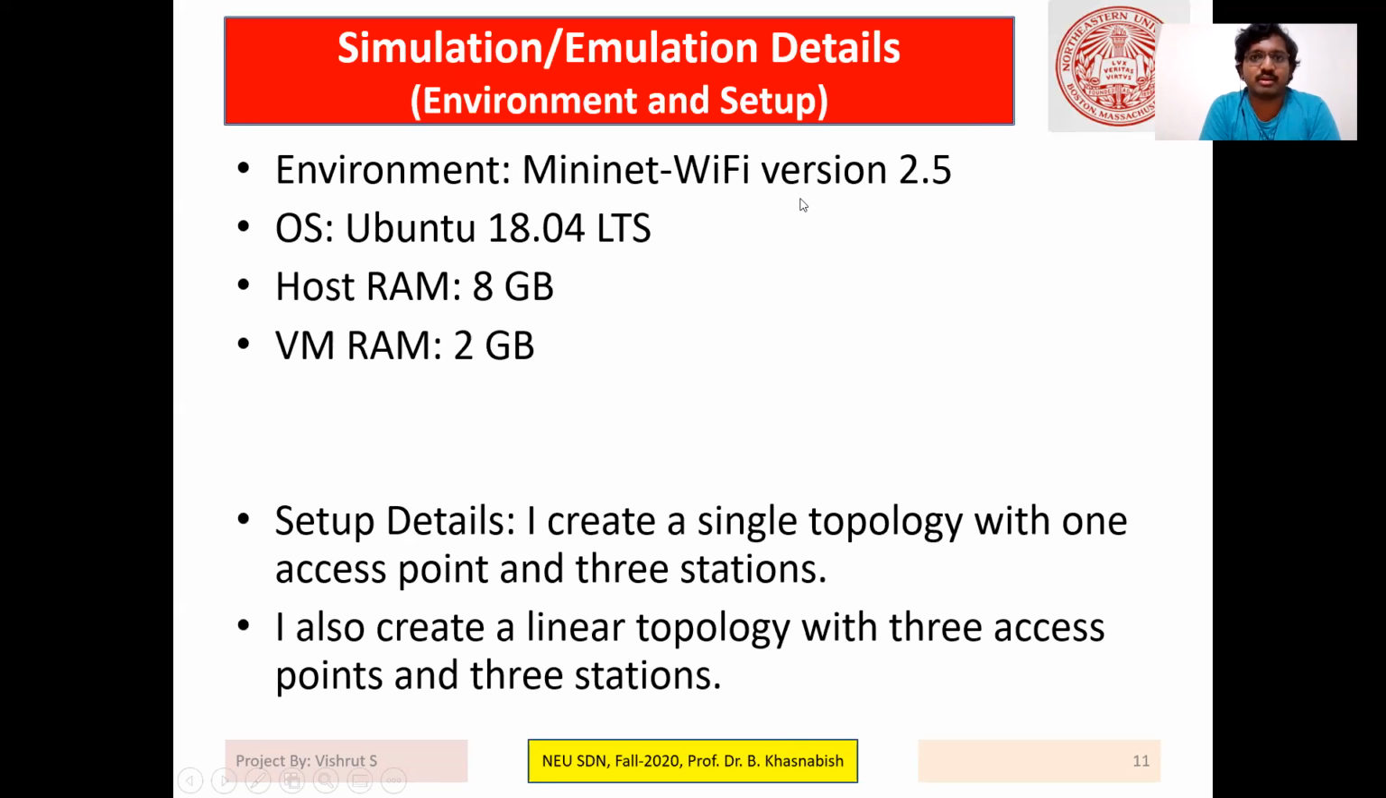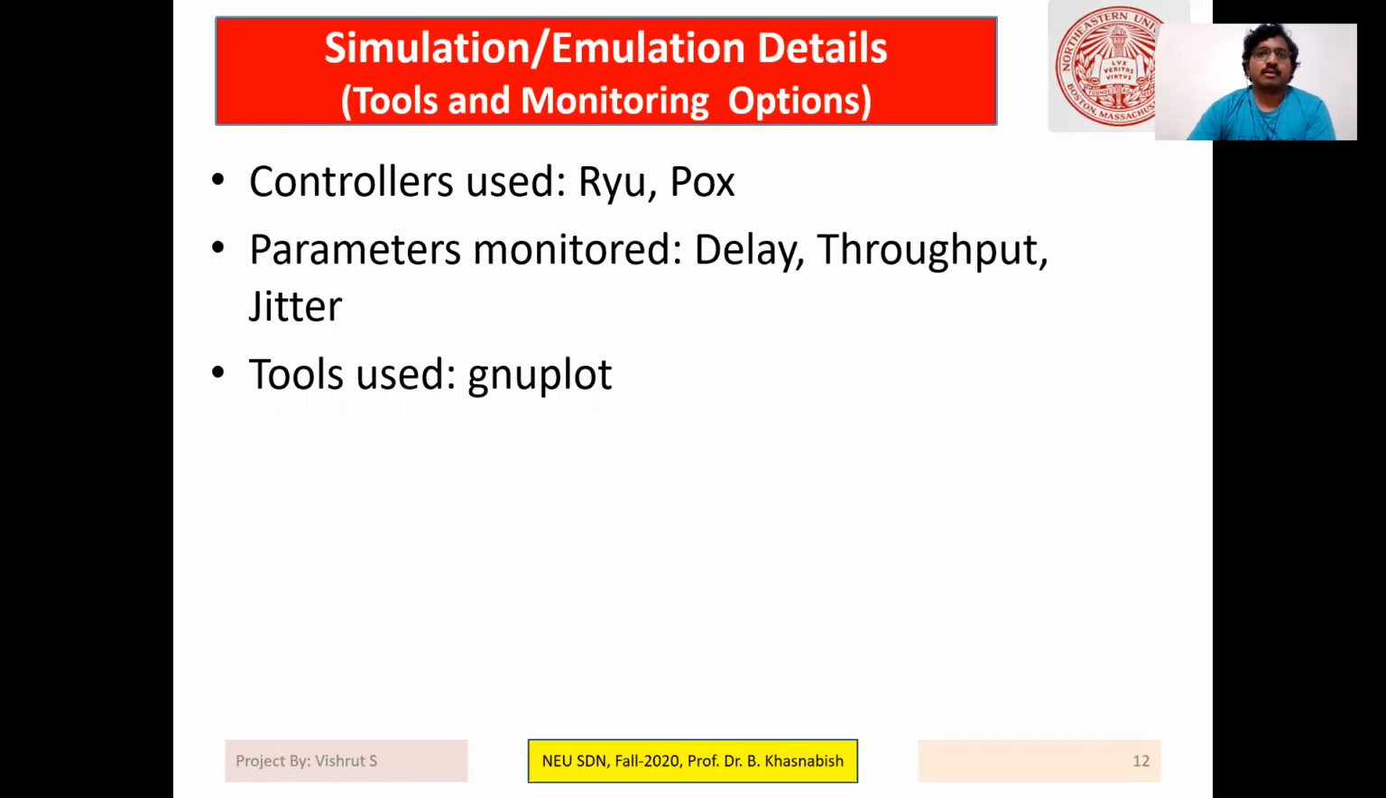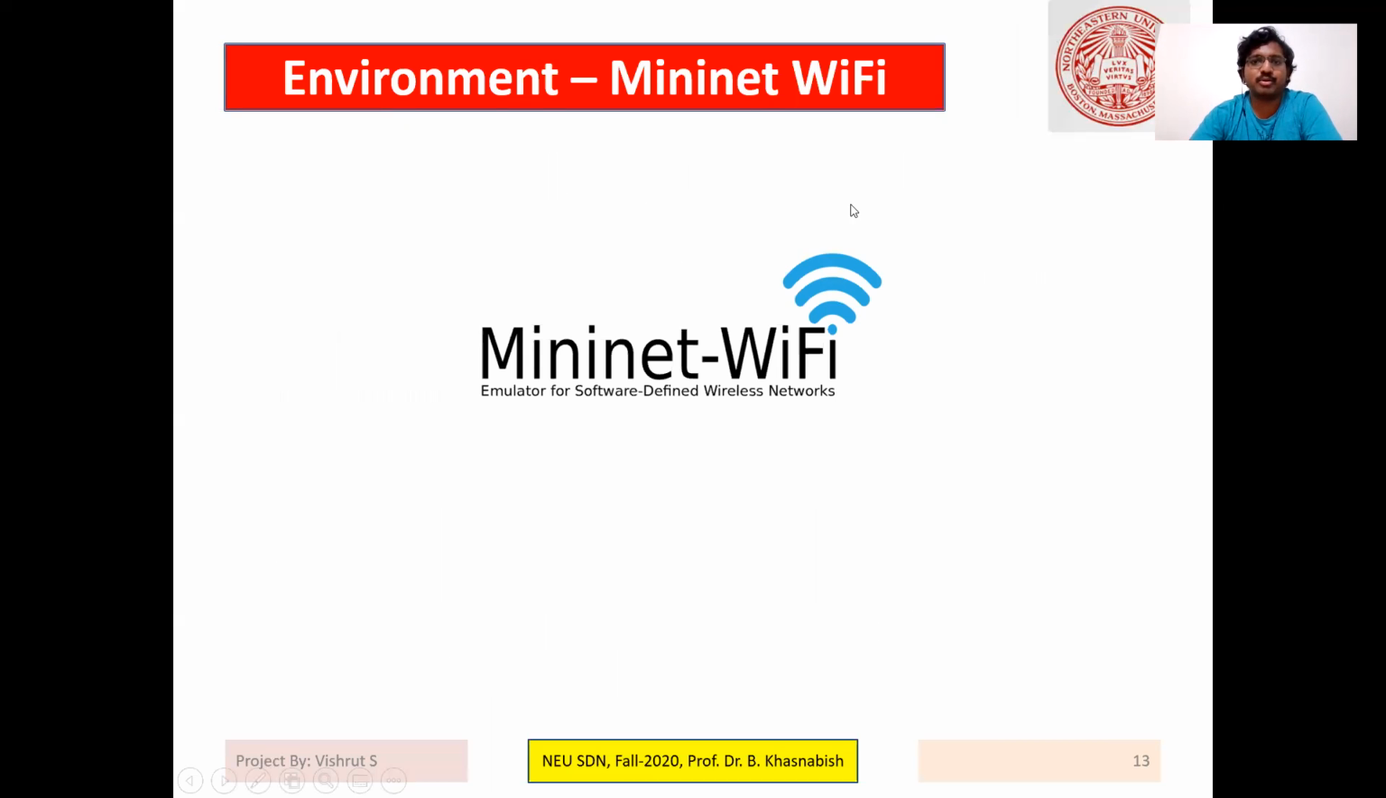So these are the simulation details of my project. I'm using Mininet-WiFi version 2.5, and the OS is Ubuntu 18.04 LTS. My host RAM is 8 GB, and I have allotted 2 GB of it to my VM. For the setup, I'll be creating a single topology with one access point and three stations, and a linear topology with three access points and three stations. The controllers I've used are RYU and POX, and the parameters I've monitored are delay, throughput, and jitter. The tool I've used is GNUplot. So a little bit about Mininet-WiFi.